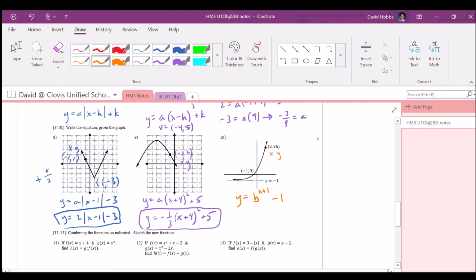So 26 equals b to the x, which is 2, plus 1, minus 1. Okay, I'm going to add 1 to the other side. 27 equals b to the third. Okay, so some number to the third is 27. Well, 3 to the third is 27. Okay, and so b is 3. So y equals 3 to the x plus 1 minus 1.